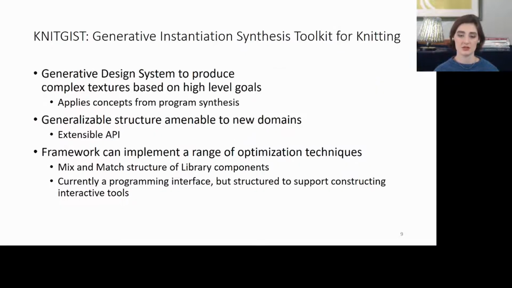We present KnitGIST, a generative instantiation synthesis toolkit for knitting, which produces complex textures based off higher-level goals defined by a programmer. It applies concepts from program synthesis and uses an extensible API, which is amenable to a variety of domains. The framework can implement a range of optimization techniques, such as hill climbing methodologies and genetic algorithms, by mixing and matching structures from our extensible library. It's currently a programming interface, but it is structured to support constructing interactive tools in future work.